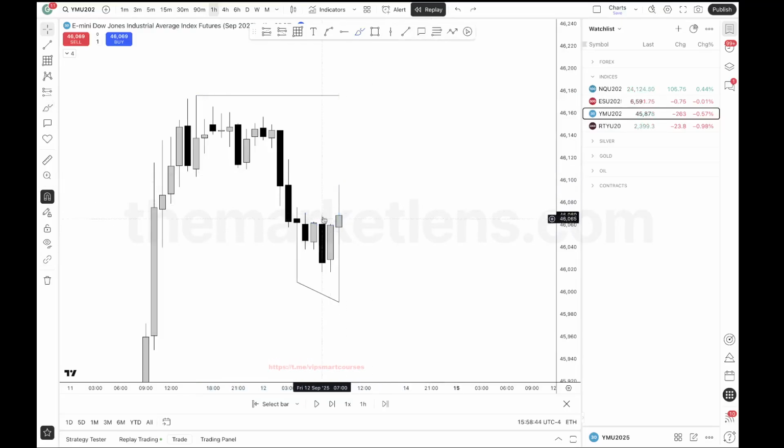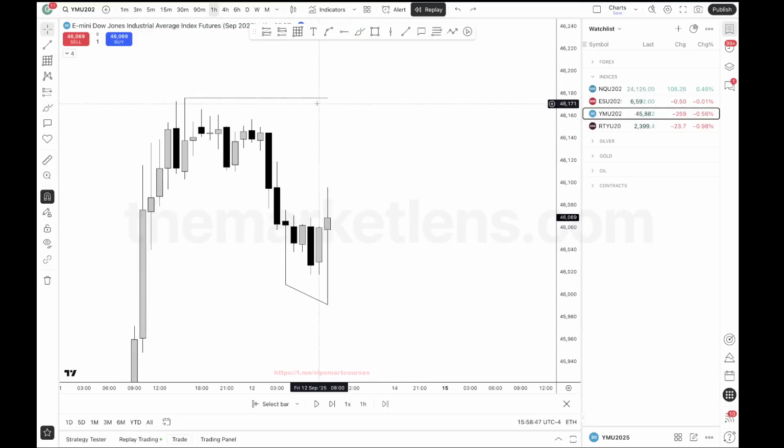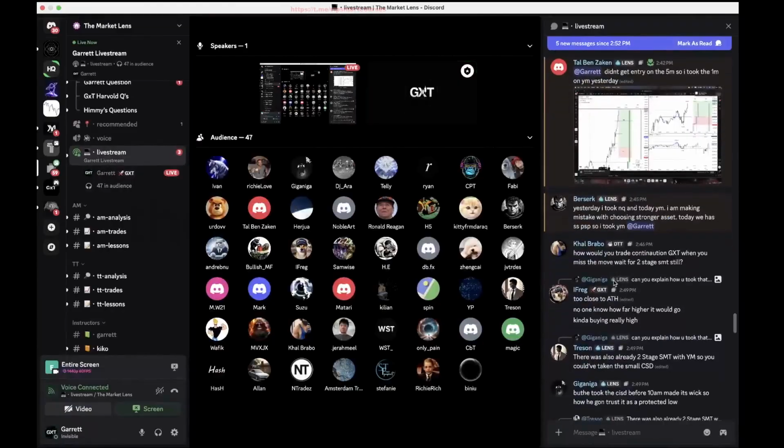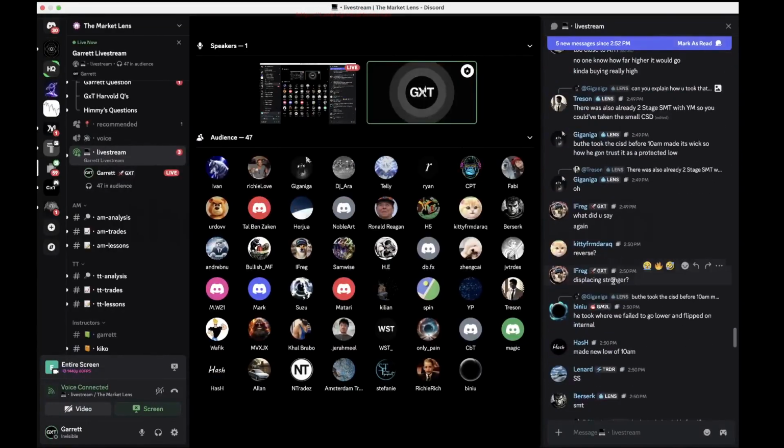So with the weakest asset, you're looking for the middle asset to fail to manipulate. And for the middle asset, you're looking for the leading asset to fail to manipulate. It's a bit weird, but yeah.